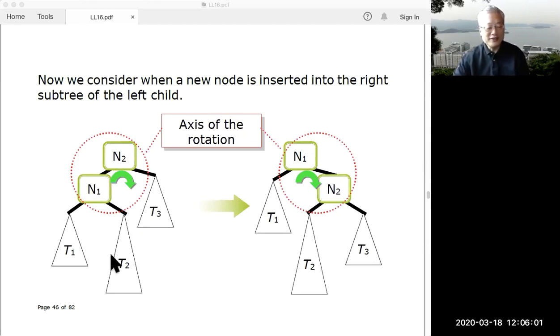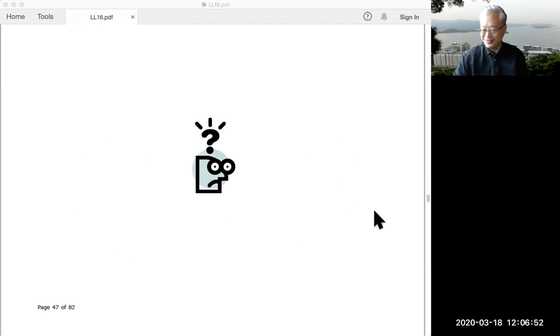Now, let's consider this case. Actually, yes, it's the root that has the problem. But now we consider this case, and here we make an assumption. Before we insert the node into T2, everything is balanced. So T1 and T2 are basically balanced, the difference in height is at most one. And the height of T3 should be at least the height of T1 or T2, to keep the whole thing balanced. But now, if we do that, then the root has a problem. So what should we do?